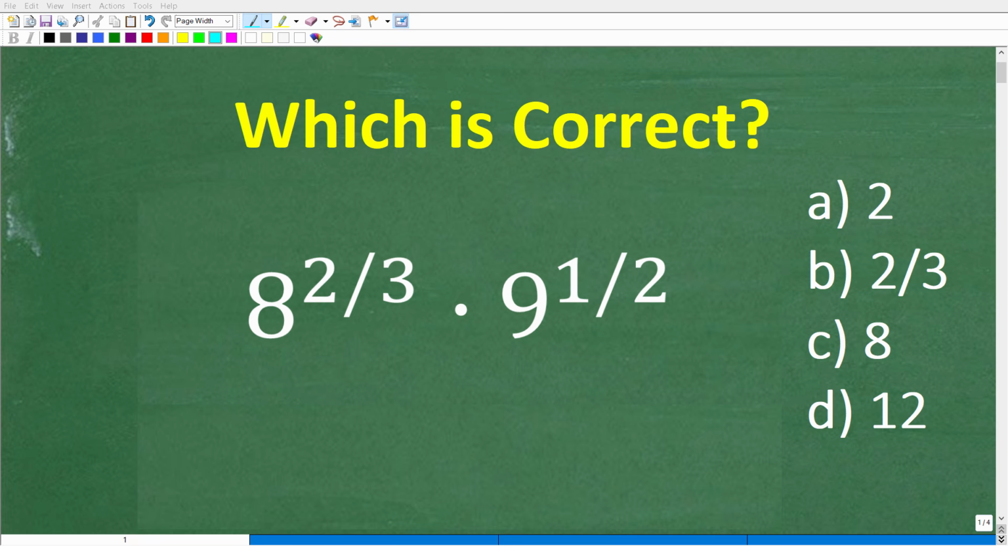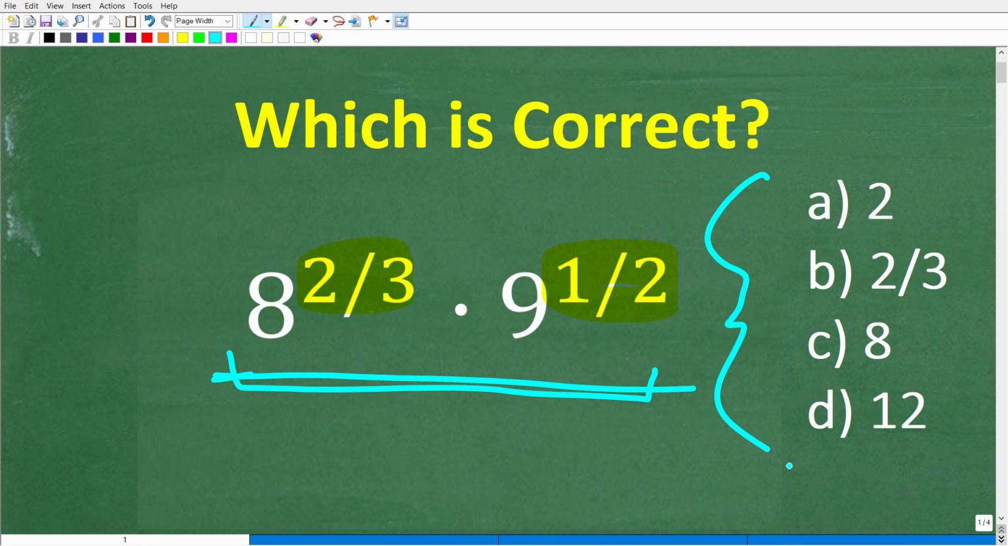Okay, so if you think you know a lot about powers and exponents, then you should be able to easily figure out the answer to this problem without using a calculator. Let's take a look at the problem. We have 8 to the 2/3 power times 9 to the 1/2 power. So we have a product of two numbers, and the product is equal to one of these.